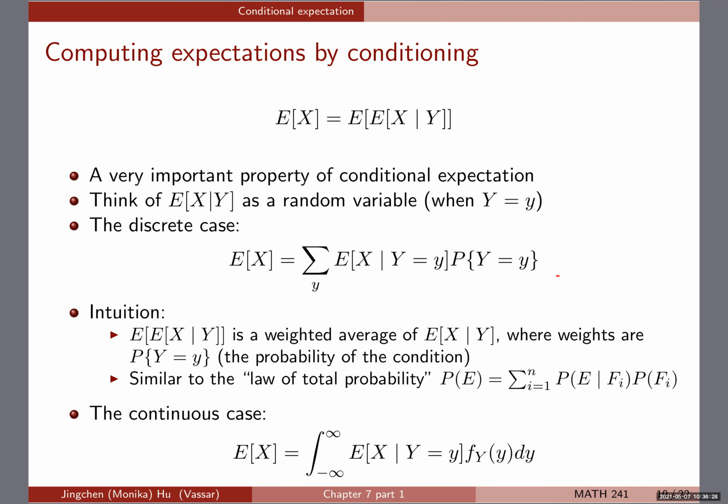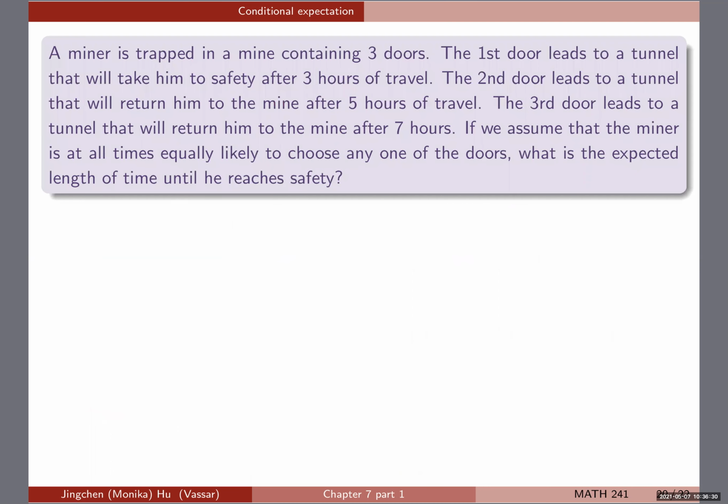All right, so let's come to an example. Hopefully everything will become clearer. A miner is trapped in a mine containing 3 doors. The first door leads to a tunnel that will take him to safety after 3 hours of travel. The second door is another tunnel that will return him to the mine after 3 hours of travel. And the third door also will return him to the mine after 7 hours.